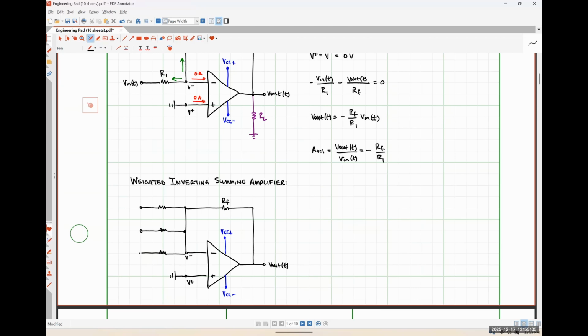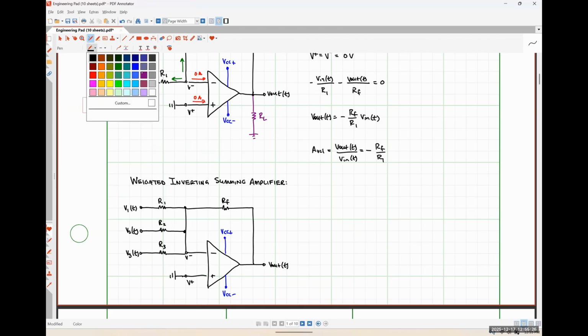Which, if you're using kilo-ohm size resistances, should practically never be an issue. So I'm going to call this resistor on top R1, the resistor in the middle R2, this resistor R3, and we will have 3 different input signals. So I'll call this one V1, this one V2, and this one V3, like so. And once again, we could, if we were so inclined, drive a load with this guy.